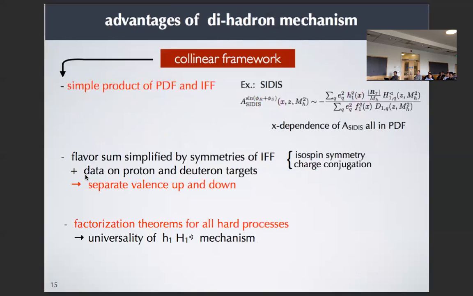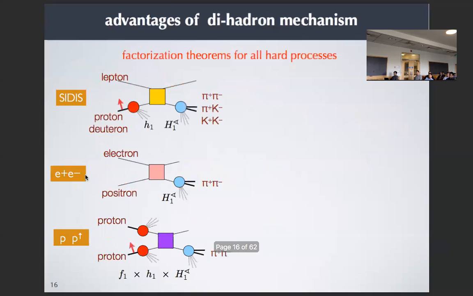So indeed, we can perform global fits of all processes, semi-inclusive DIS and proton-proton collisions, and test the universality of this mechanism that pairs the transversity to the IFF. Now, we have data for all these processes from HERMES, COMPASS, as I said, from Belle for the e+e-, and from STAR for the proton-proton collisions.